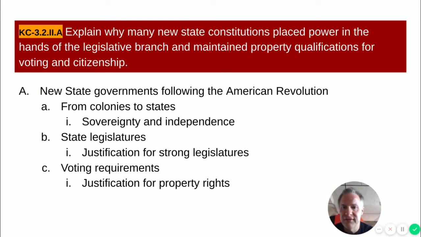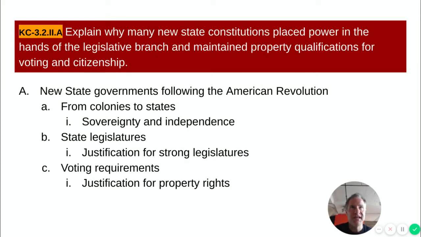The other thing these new constitutions had to address is voting requirements, because they had to determine who gets to vote in these legislative elections. And in most of the colonies, they established voting rights for white men over 21 who held property. And property meant not just land, but something of value. It could be a building, it could be a farm, it might be a shop, but you had to own property.